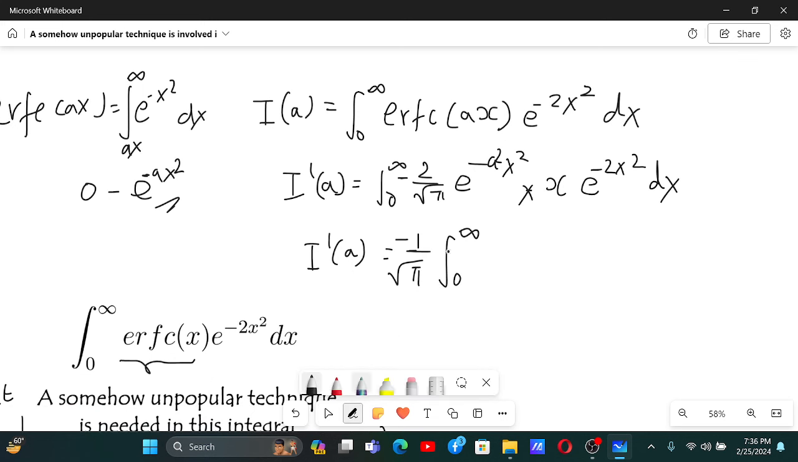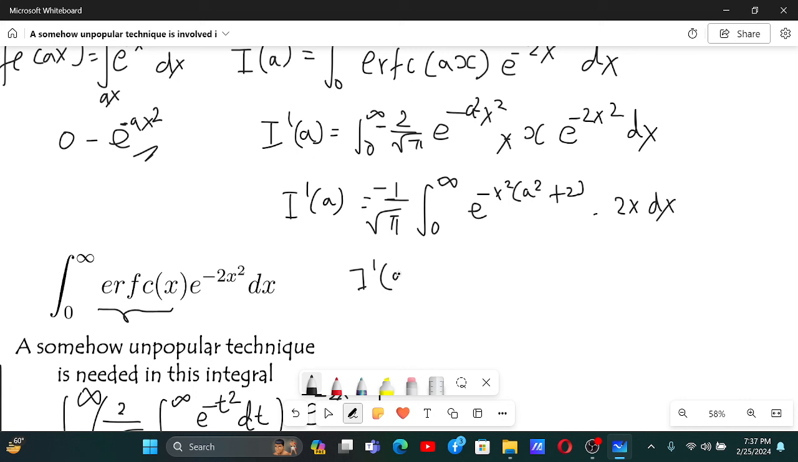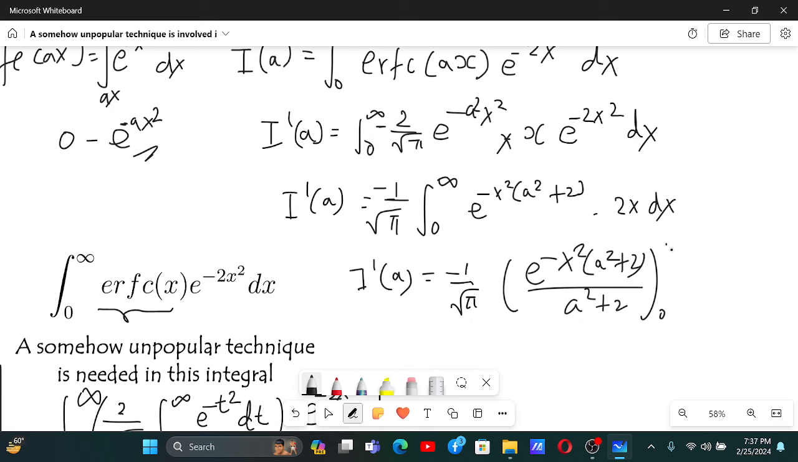So minus 1 by root pi and then 0 to infinity, and e to the power minus x square times a square plus 2 times 2x dx. After this, you can have I dash of a is equal to minus 1 by root pi. So this is again the same thing, e to the power minus x square times a square plus 2, divided by a square plus 2, from 0 to infinity.